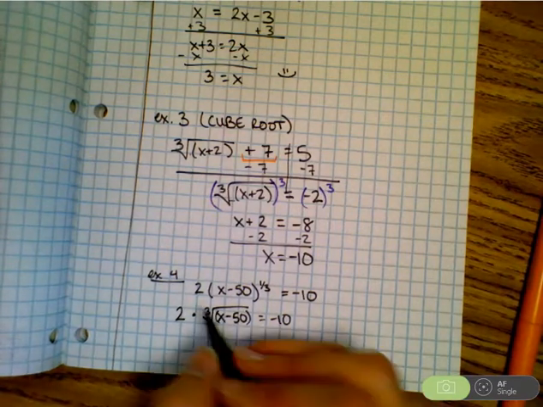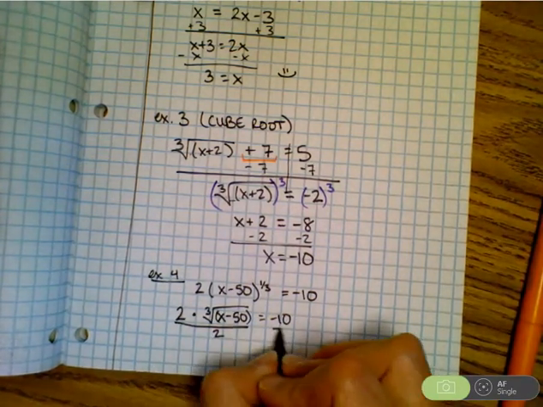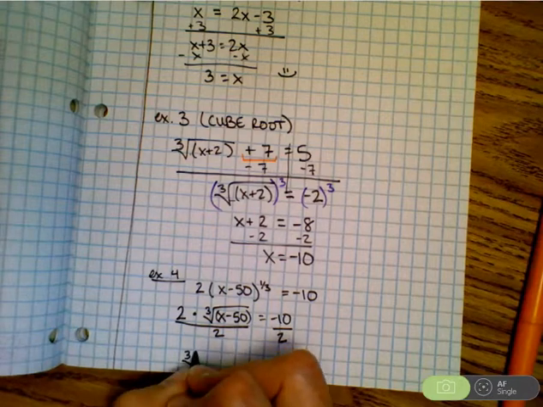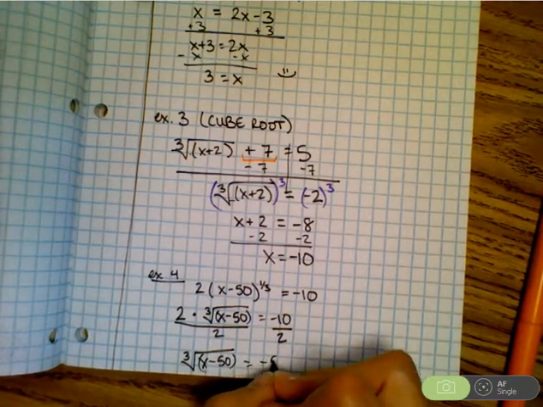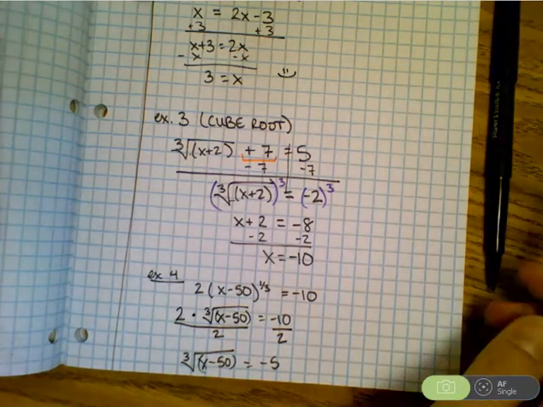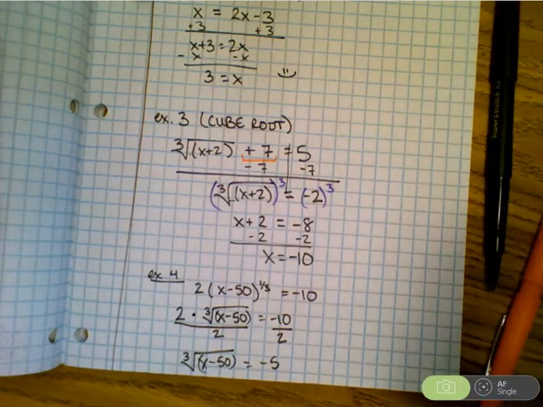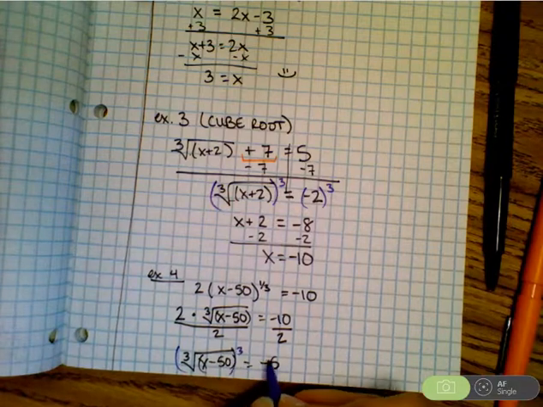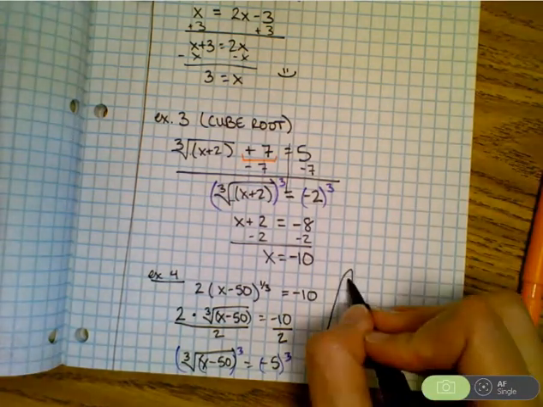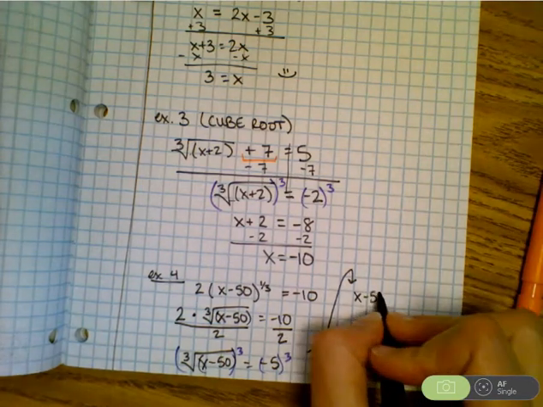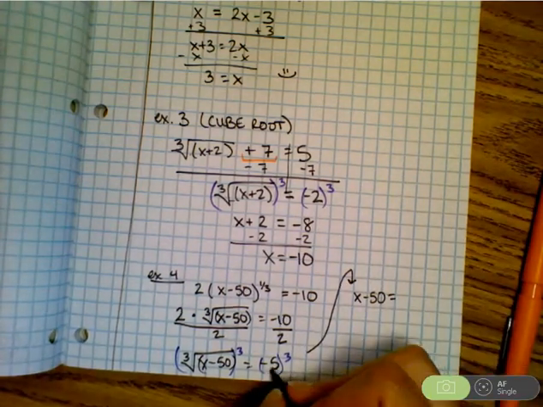So now I want to get rid of the 2 by dividing both sides by 2. So the cube root of x minus 50 equals negative 5. Well, to get rid of the cube root, I cube both sides. So x minus 50 equals negative 5 cubed.